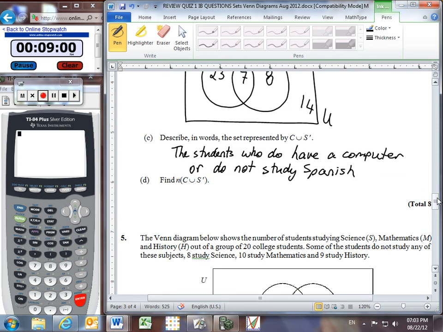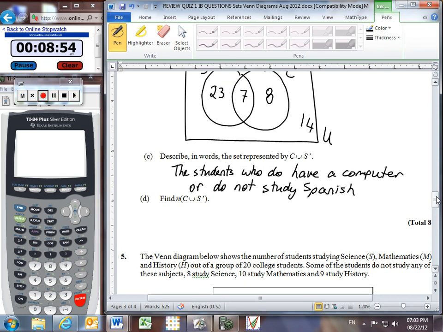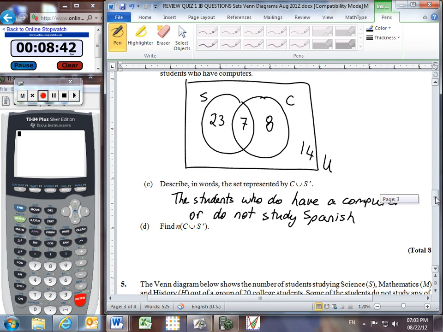Part D, we need to find the number of people who are in this region. So looking on our diagram that we filled in, how many are there that they are in the C circle or they are not in the S circle? This can be a tricky thing to do unless you remember that with the OR symbol, and you might be going, oh, OR, it's the MasterCard symbol. No, it's not. It's only the MasterCard symbol when neither one of them is a not.